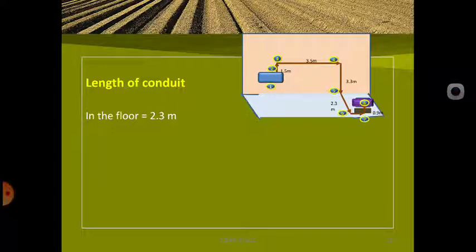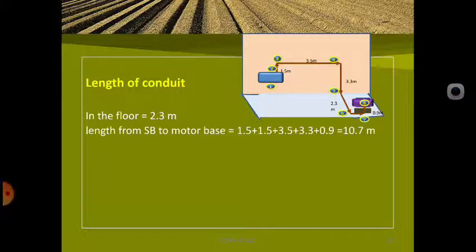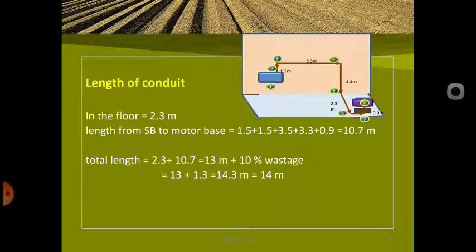So the length of conduit in the floor is nearly 2 meters. We take 2.3 meters, so 30 centimeters extra, and the length from the switchboard to the motor base. We added the total value: 1.5 meters, 1.5 meters, 3.5 meters, 3.3 plus 0.9, so 10.7 meters. With 2.3 plus this, we get nearly 13 meters, and adding 10% wastage we get 14.3 meters. We assume 14 meters total length of 25.4 mm rigid metal conduit is required.